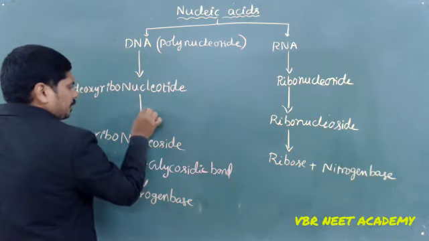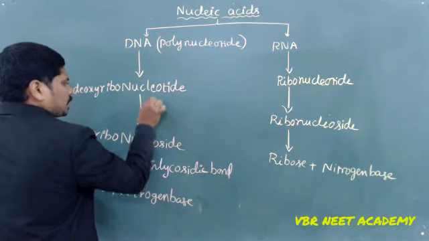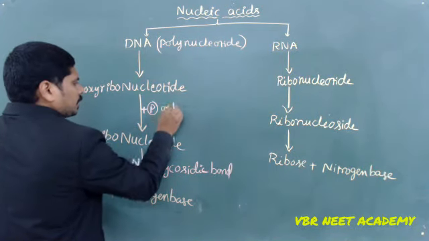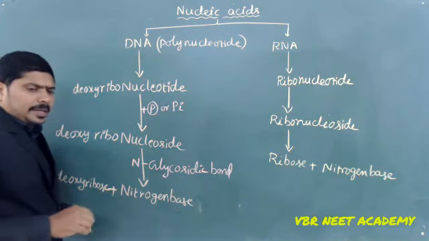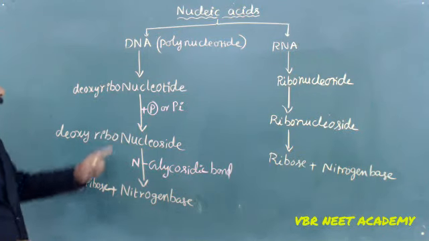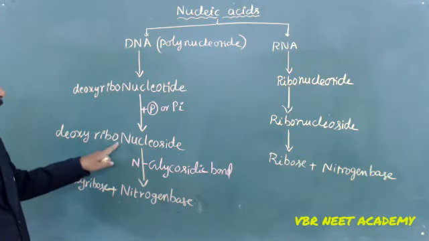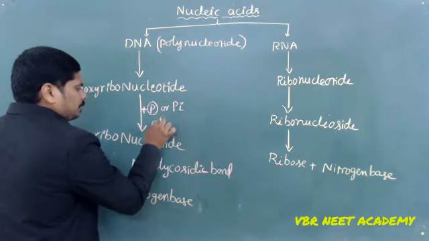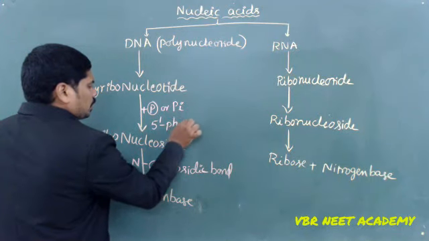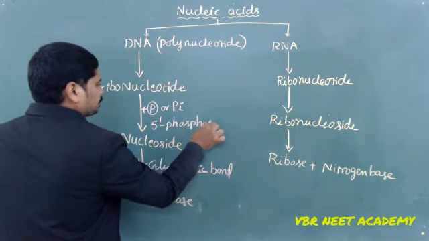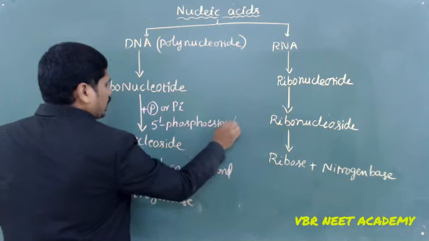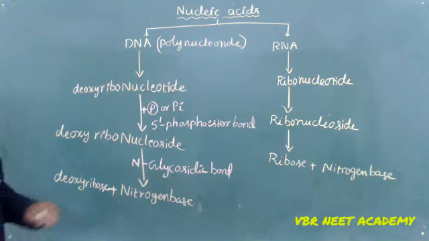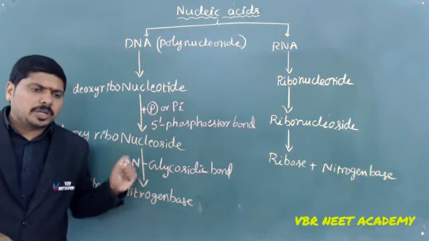Now, this deoxyribonucleoside is going to be combined with a phosphate. Phosphate, we can write P with circle, or we can write inorganic phosphate like Pi. Anything is allowed. Now, these are going to be combined with deoxyribonucleoside by the linkage called 5' phosphoester bond. We are going to have 5' phosphoester bond, that is, phosphoric acid is going to be an acid.